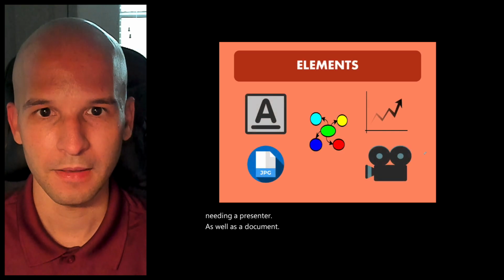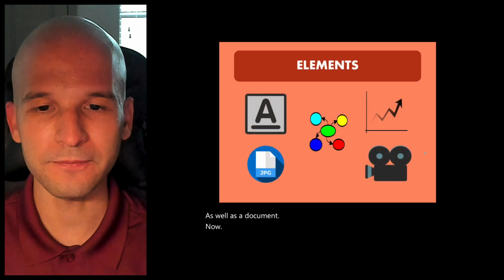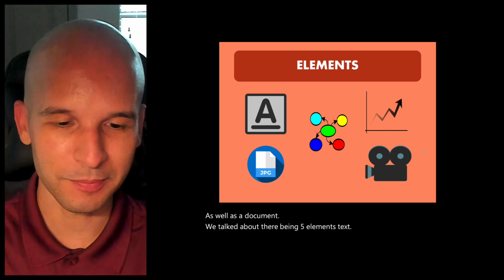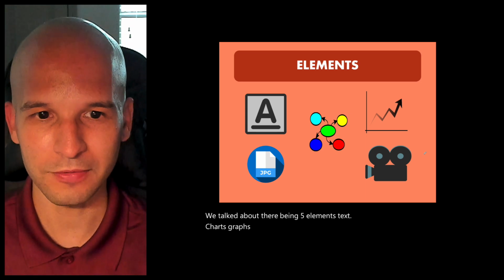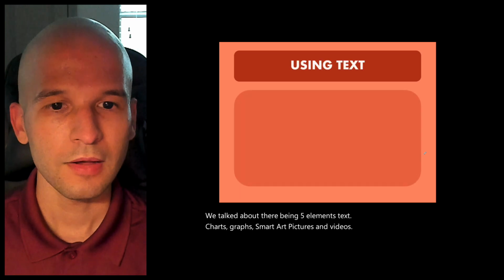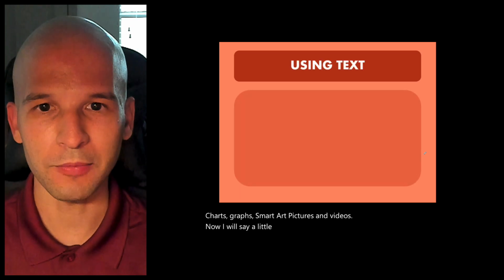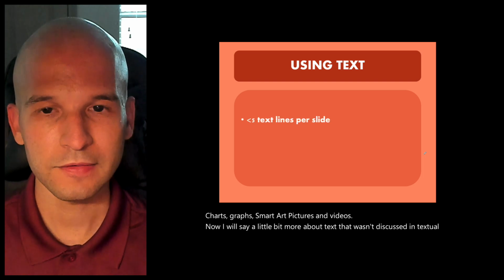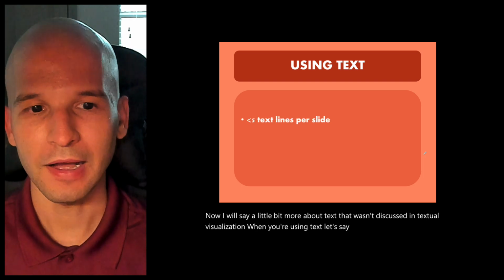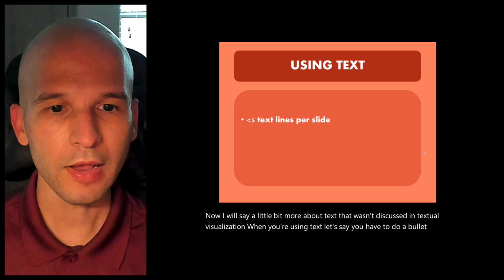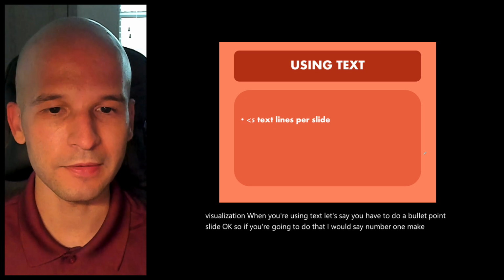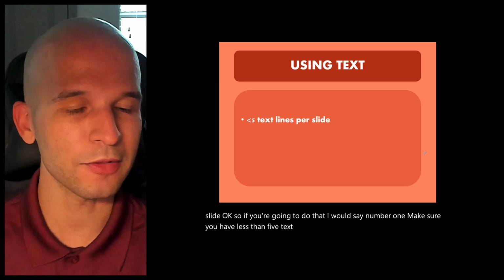Now, we talked about there being 5 elements: text, charts, graphs, smart art, pictures, and videos. I will say a little bit more about text that wasn't discussed in textual visualization. When you're using text, let's say you have to do a bullet point slide. Number 1, make sure you have less than 5 text lines per slide. This goes back to the rule of 5.